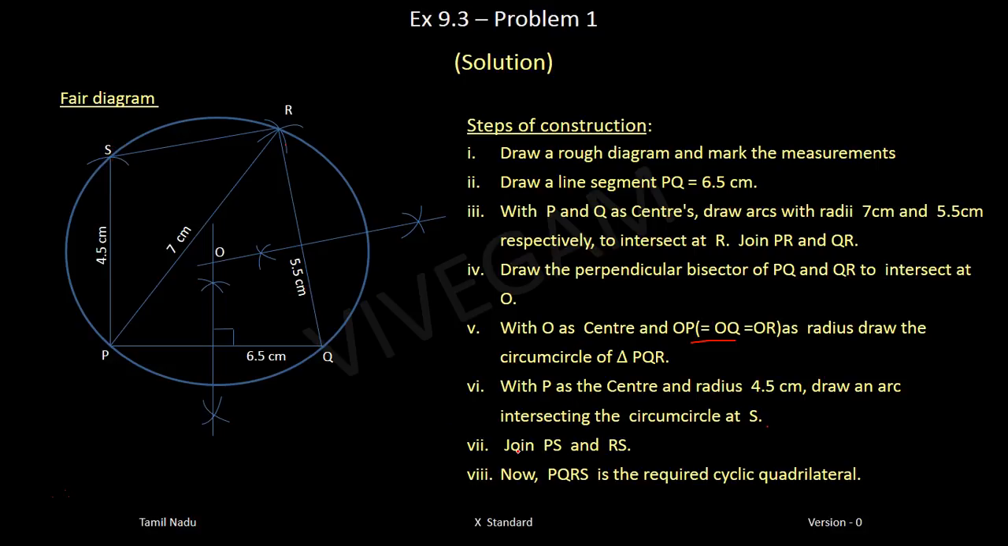Then what did we do? Join PS and RS. Now PQRS is the required cyclic quadrilateral. Okay, so it's quite simple, but please pause the video here and try to do this construction on your own. Okay, thanks for watching this video.